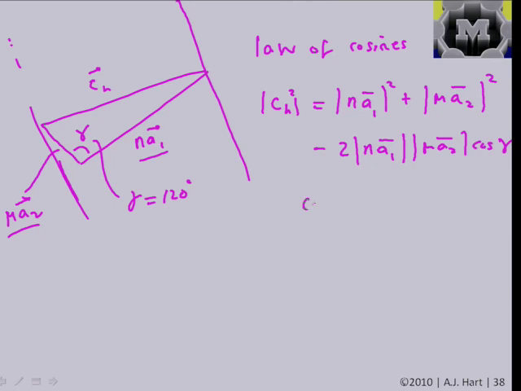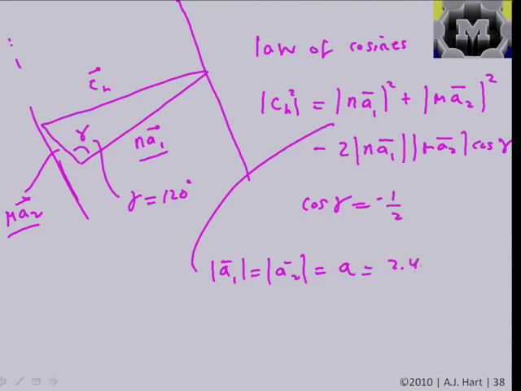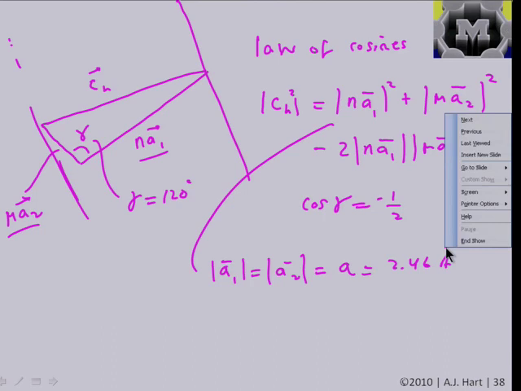And gamma is 120, so cosine gamma is minus 1/2. And we're going to call the length of A1, which we know is the length of A2, as just A. So that's different than ACC. Remember, A is 2.46 angstroms.